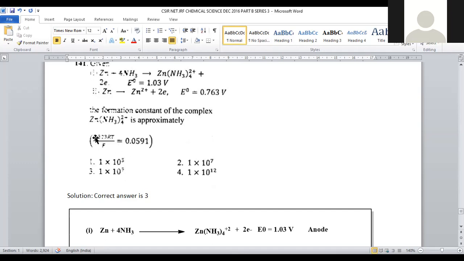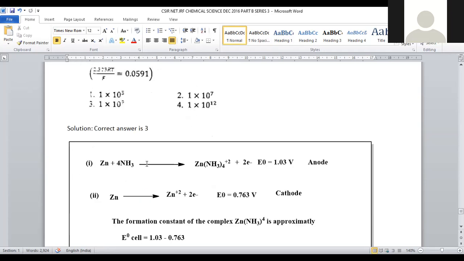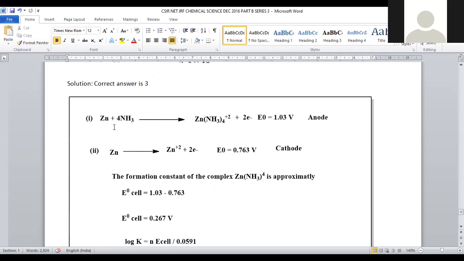So this can be substituted in the Nernst equation. So this problem can be solved based on the Nernst equation. So formation constant to be predicted. First, let us see what is the data given. Zinc, 4 ammonia molecules when combined, zinc tetraammine dipositive complex is formed, along with 2 electrons liberated out. When electrons are released, we can say that is called oxidation. Where is oxidation carried out? At the anodic region. Hence, this will behave like an anodic compartment, whose standard electrode potential is 1.03 volts.